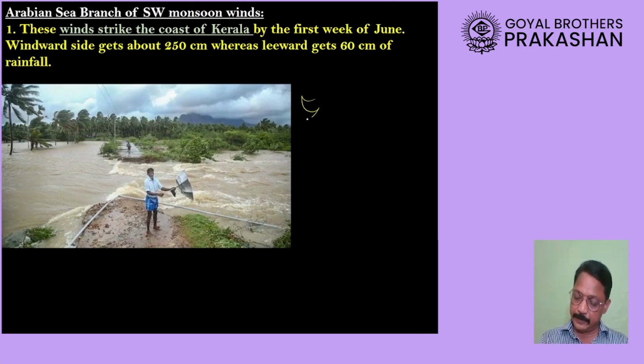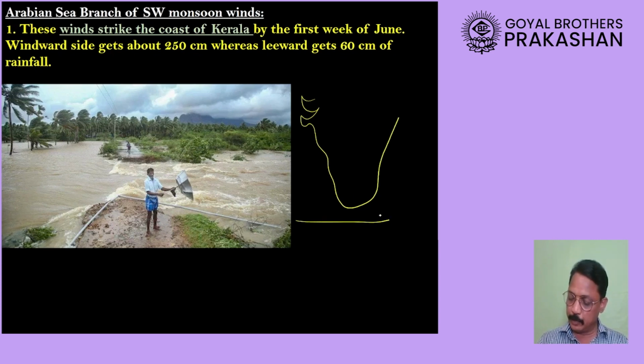Okay, as we have already studied the first branch of the southwest monsoon winds, we have called it by the name Arabian Sea branch of southwest monsoon winds, which I am labeling as 1. Now what are the characteristics of these southwest monsoon winds?